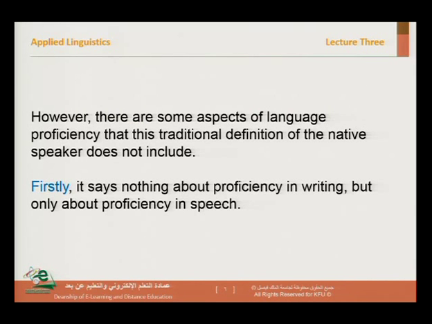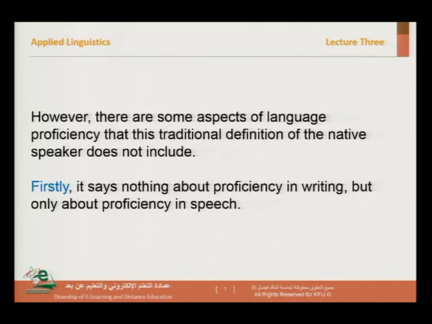However, there are some aspects of language proficiency that this traditional definition of the native speaker does not include. These three factors that I have just mentioned are not enough. They do not capture the whole picture. There is something missing there. What is it that they do not include?